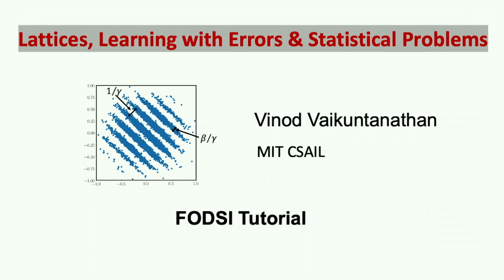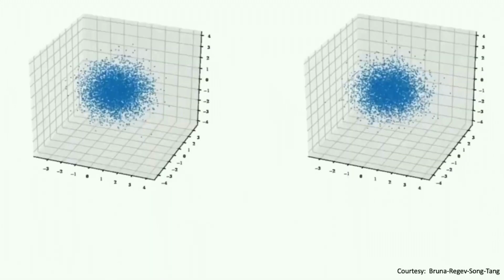So I want to tell you a little bit about the learning with errors problem and its connections to various things in theoretical computer science, cryptography, and, to the point of this workshop, statistical problems, the complexity of statistical problems. Let me start with a really neat party trick that I shamelessly stole from this work of Bruna, Regev, Song, and Tang.